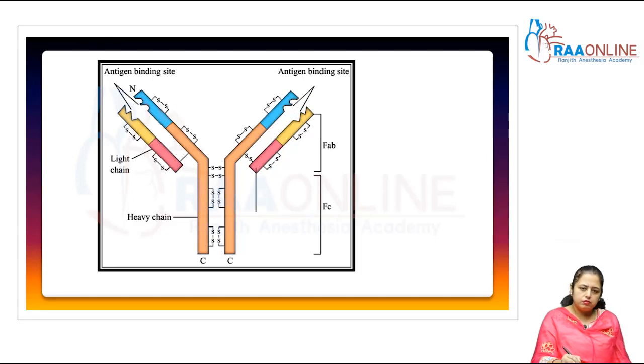And these chains are attached with the disulfide bond, right? That fragment is the constant fragment. There is no change in that fragment, that's why it is called the constant fragment, right? Clear? So this is the structure of the antibody.